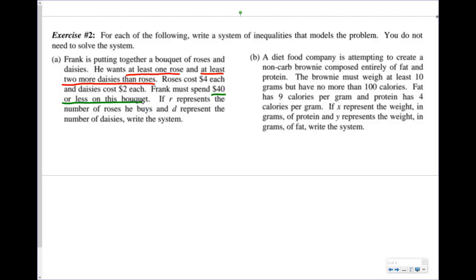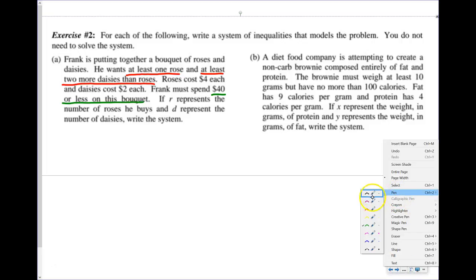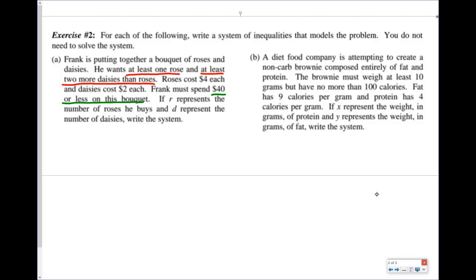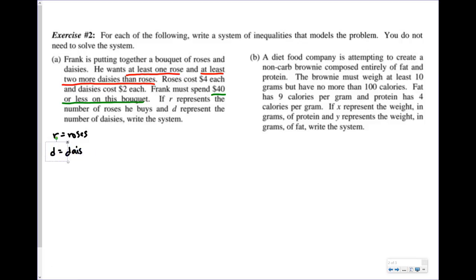If R represents roses and D represents daisies, write the system. All right. So I'm going to write this out. R equals roses and D equals daisies. Now, we've got 2 pieces of information, okay? Or actually, rather, we've got 3 pieces of information. Number 1, the first thing we know is that he must buy, oops, wait, hold on.